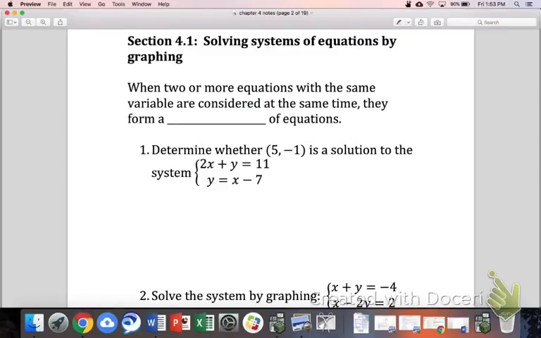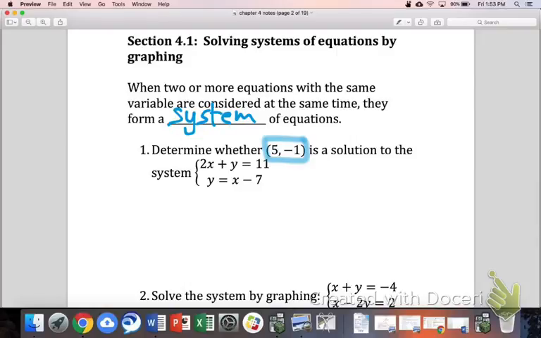Okay, so the first blank here says, when 2 or more equations with the same variables are considered at the same time, they form a system of equations. That's some vocabulary. We're going to start off, as we typically do, trying to decide how to check an answer. We've done this, I think this is our 4th time. How do you check an answer to determine whether it really is a solution or not? You always plug in, right? So number 1 says, determine whether (5, -1) is a solution to that system.